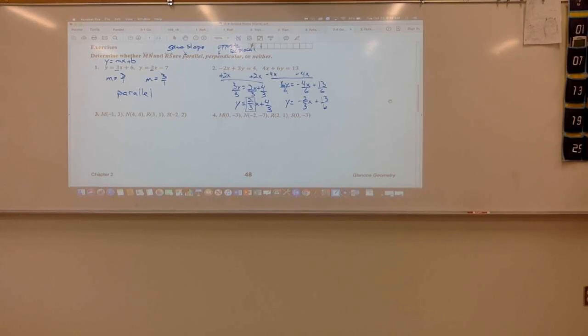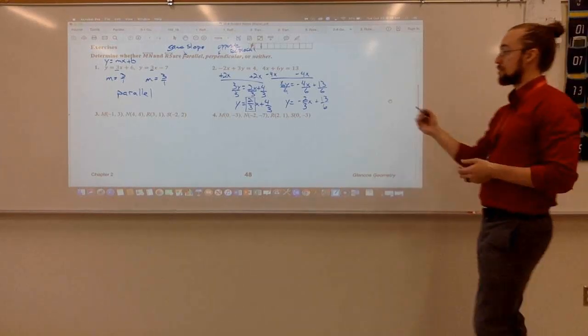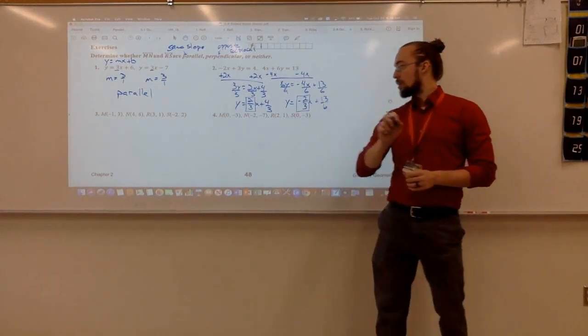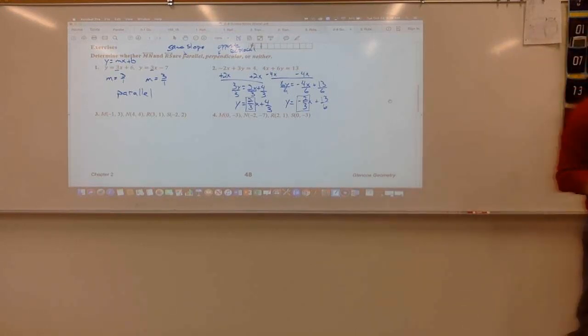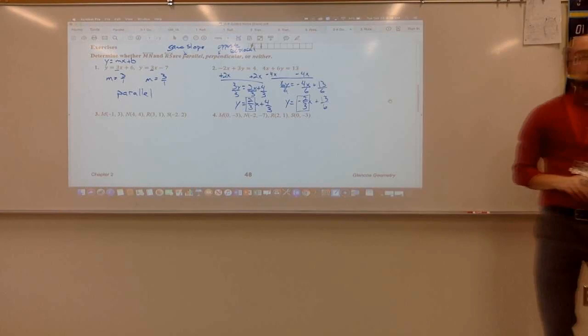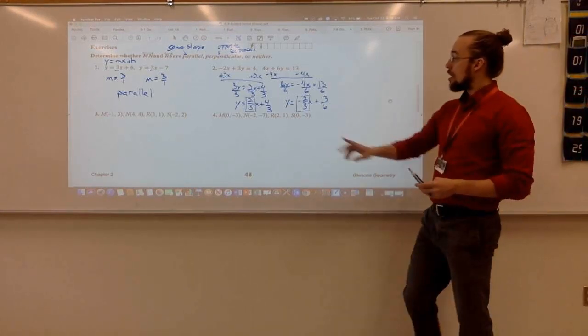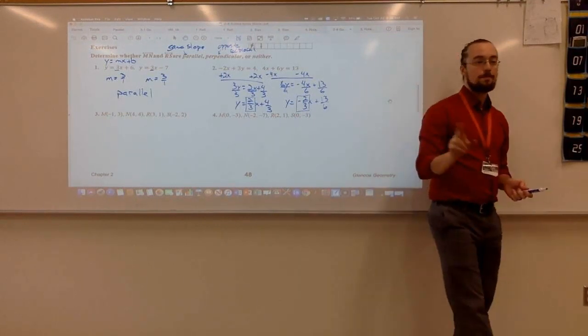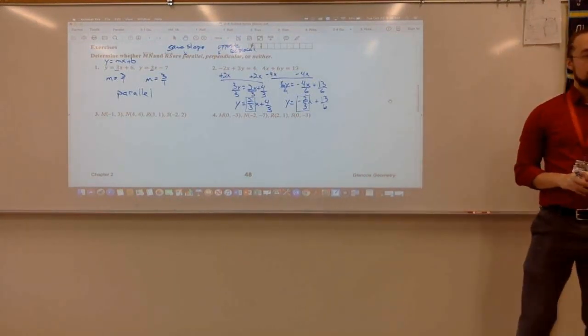So what is the slope of my second equation? Negative 2/3. We got positive 2/3 here and a negative 2/3 here. So that's going to be neither.